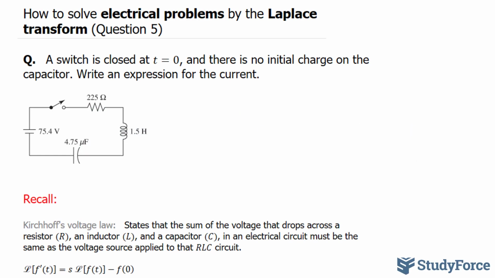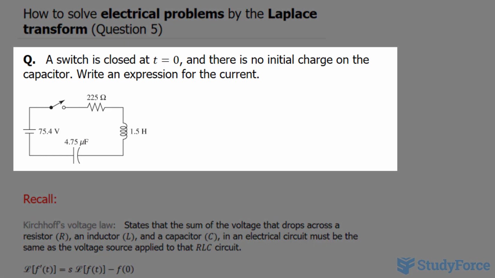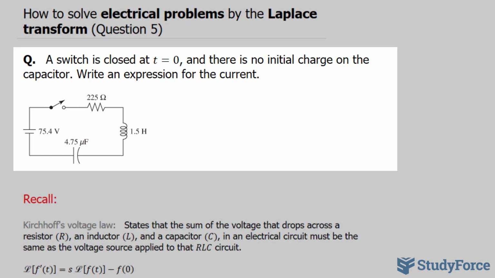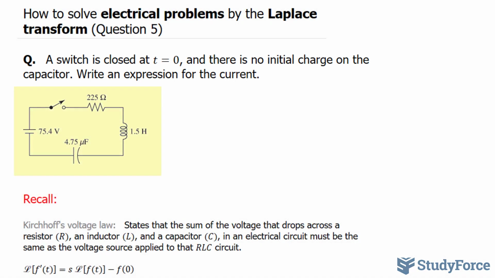In this lesson, I'll show you how to solve electrical problems by the Laplace transform. This is question number 5. The question reads, a switch is closed at t equals 0 and there's no initial charge on the capacitor. Write an expression for the current. Notice that we are working with a DC source. We have a battery here that's supplying 75.4 volts. And at time 0, this is switched to on.